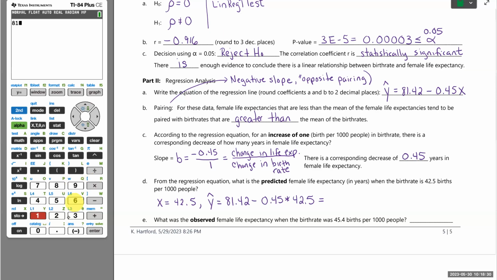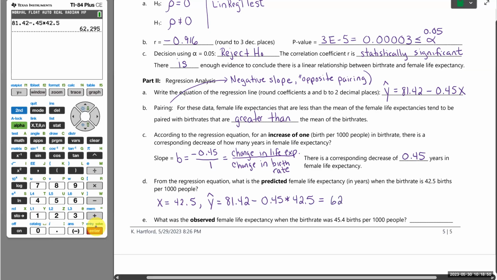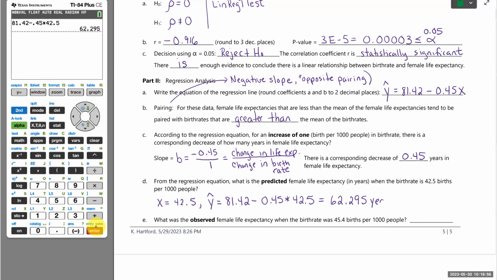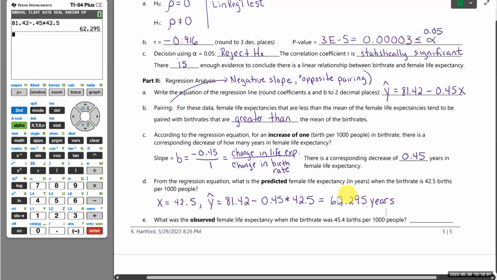And I will enter it on the calculator exactly like I wrote it. So 81.42 minus 0.45 times 42.5. And I did not indicate what to round to here, so I'm just going to write that entire value, 62.295 years. All right, so this represents on average any country with that birth rate, that on average we expect that to be the female life expectancy.